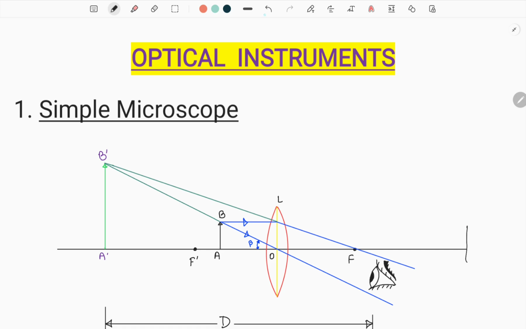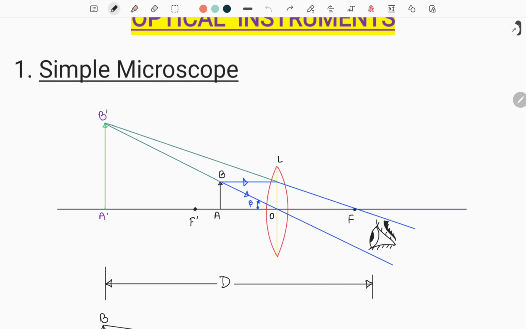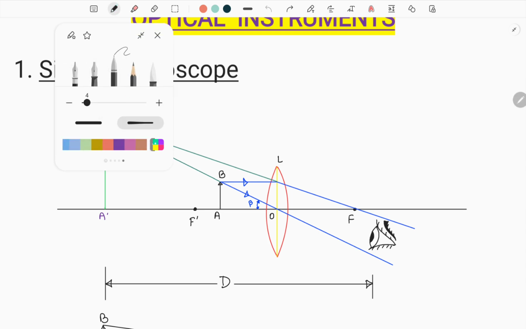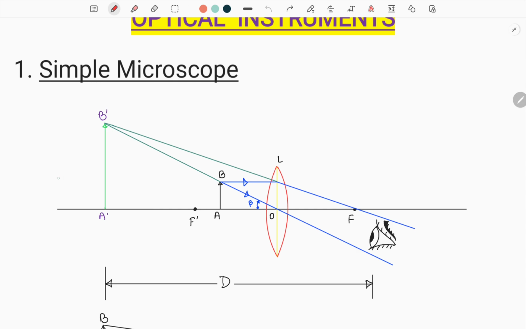So as you can see, we have taken a convex lens L, and through this convex lens we are putting our eye on one side, which will be known as the eyepiece. Where the object is placed is A'B', and at A'B' we are going to place the object for which we want the magnified view. So here is A'B' and here is our eyepiece.